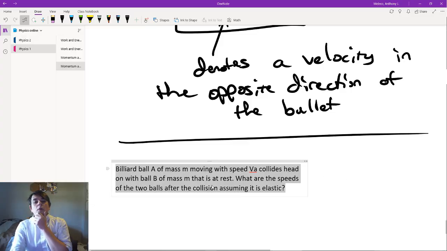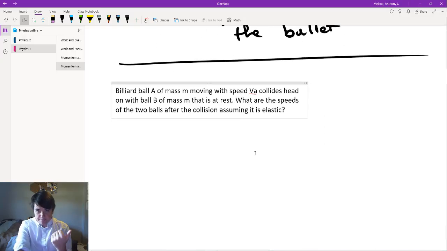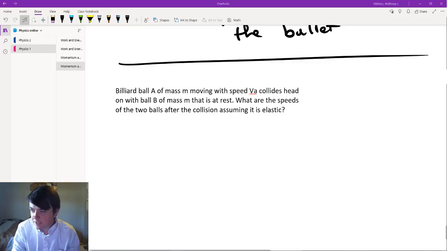Billiard ball A of mass m is moving with speed VA, and it collides head-on with ball B, also of mass m, that is at rest. We want to know what are the speeds of the two balls after the collision, assuming it is elastic. So now it tells us it's elastic, so we have to deal with an elastic collision here. It's still one-dimensional. Remember how I said don't assume that something is elastic unless told. Also, don't assume something is two-dimensional unless you're told.